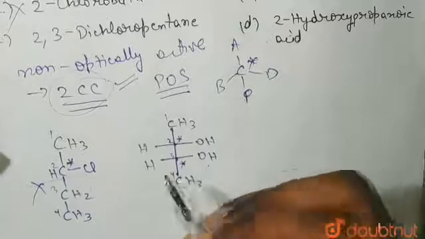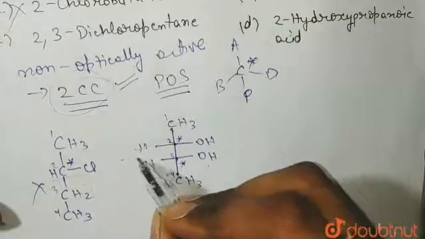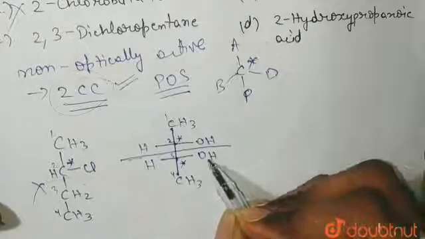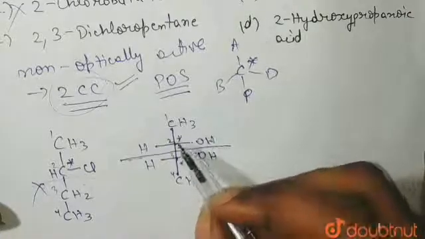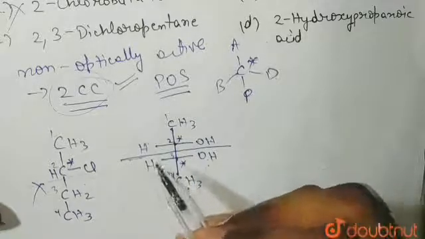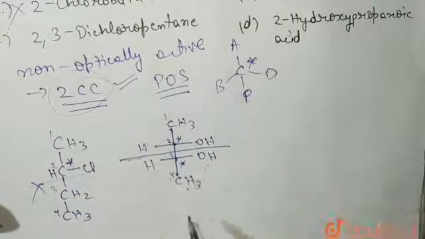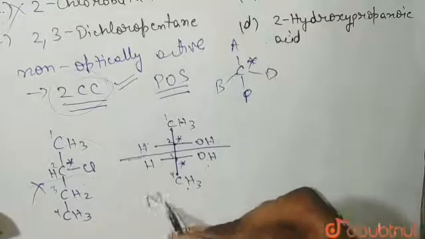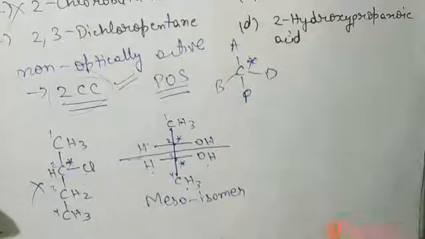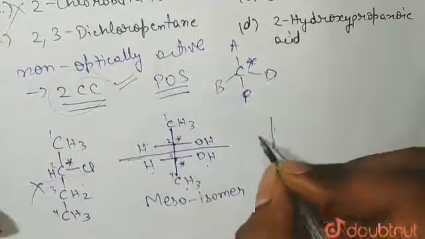Now, if you see clearly, there is a plane of symmetry between these. If you draw a plane of symmetry here, this OH will overlap this OH, this CH3 will overlap this CH3, and this hydrogen will overlap this hydrogen. So this compound butane 2,3-diol possesses a mesoisomer. So this is the mesoisomer. You can draw another isomer of this compound as well, like this.